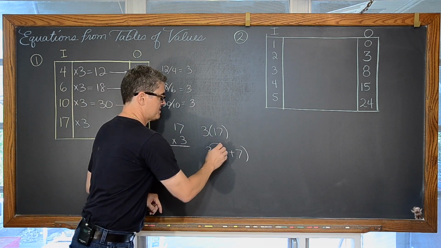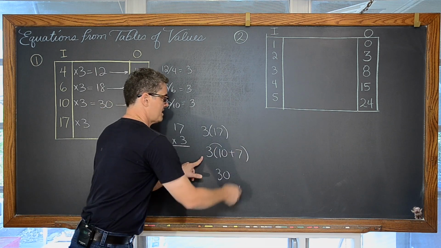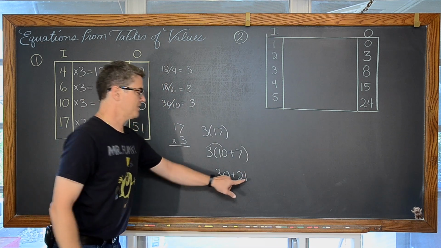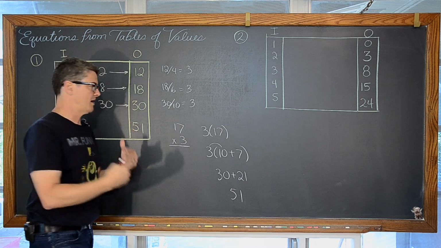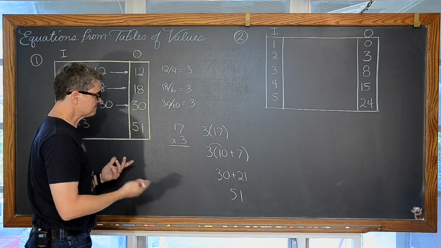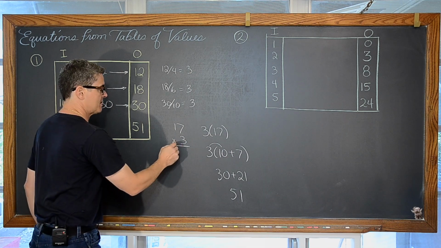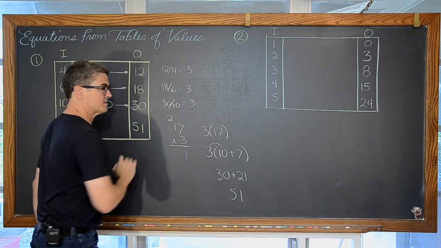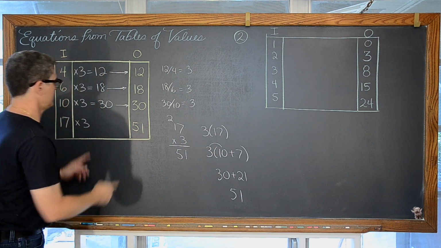Well, we have 3 times 10 is equal to 30, and we have 3 times 7 is equal to 21. Well, 30 plus 21 is equal to 51. When I do my mental math, I always go left to right. If you were working out a more traditional method of multiplication, 3 times 7 is 21, carry over the 2, 3 times 1 is 3, plus 2 is that same answer of 51.